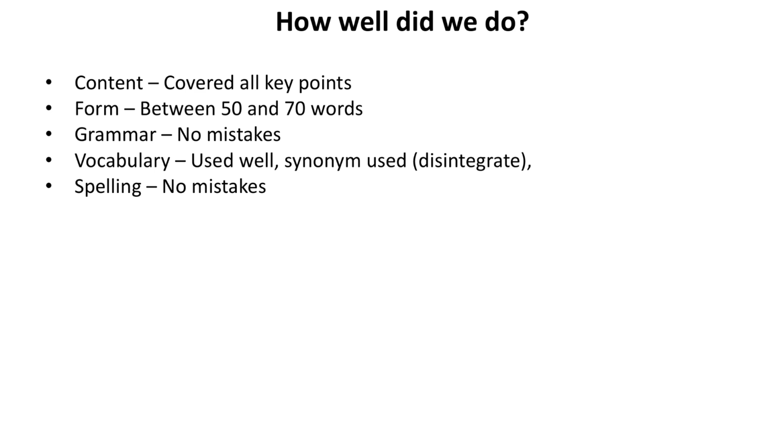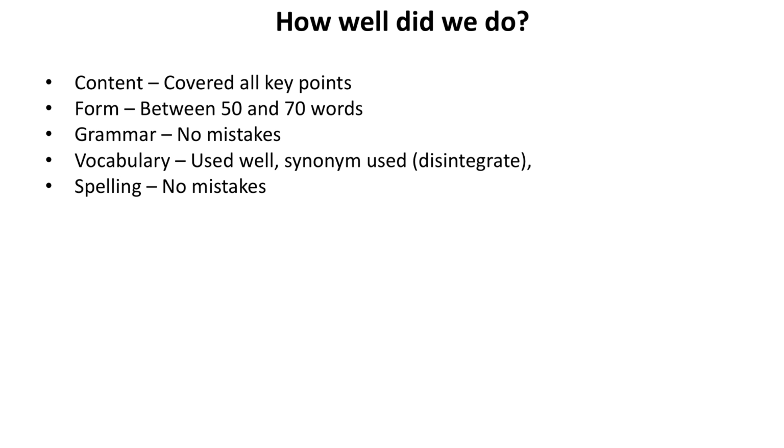Okay, how well did we do? These are the points on which, after you've written, just check yourself. Content: have I covered all the key points? Yes, we covered all the key points. Form: was the summary between 50 and 70 words? Yes, it was. Grammar: no mistakes, we fixed the one mistake that we noticed. Vocabulary: yes, we used it as well as we could. We used a synonym when it was possible. We used disintegrate, we used fell apart instead of break up everywhere. And then spelling, we didn't notice any mistake. So that means we have done a good summary.